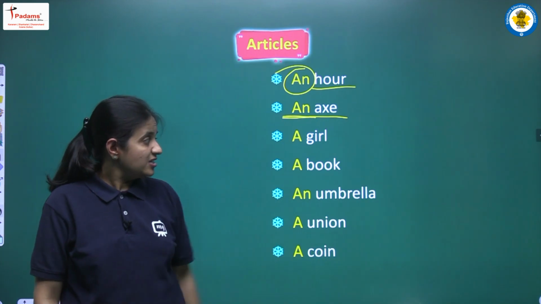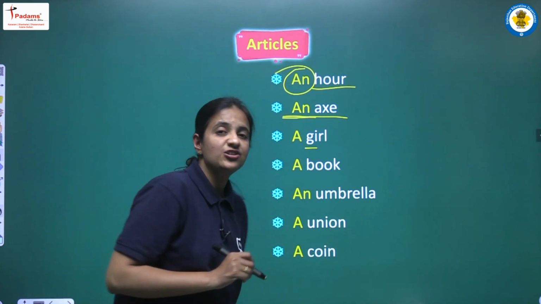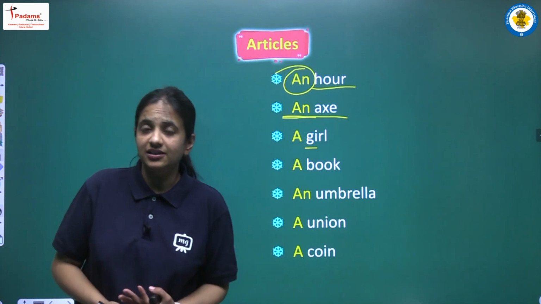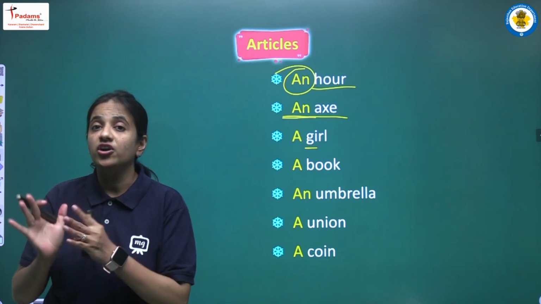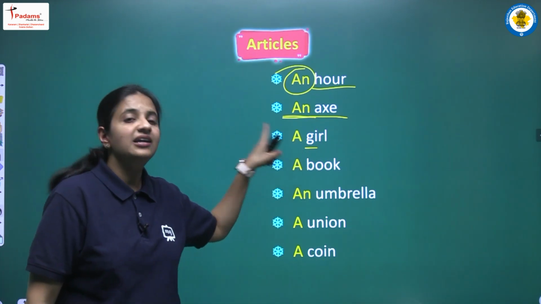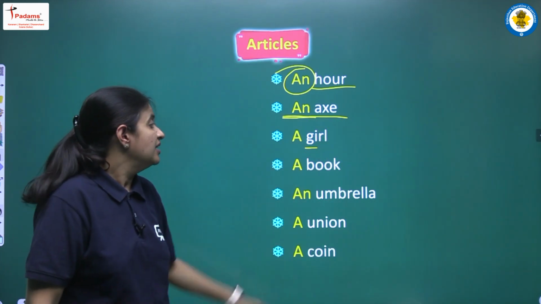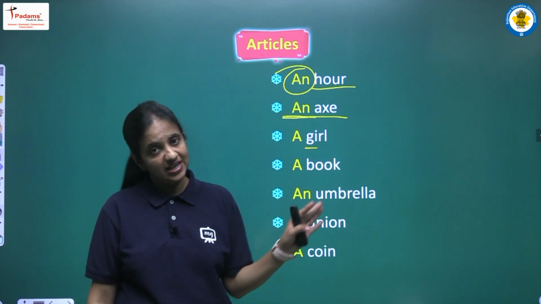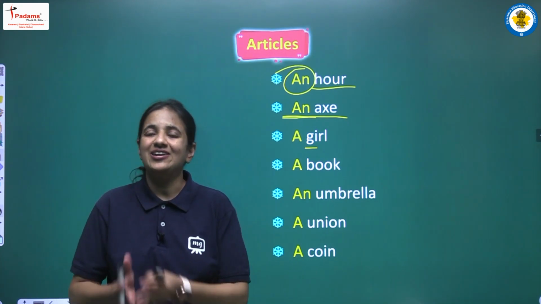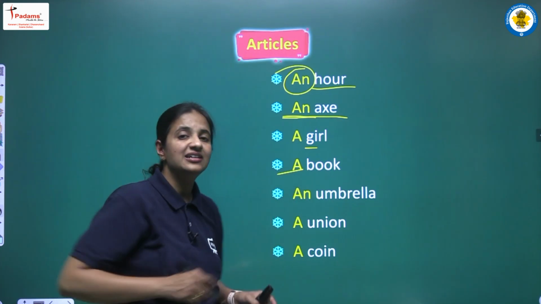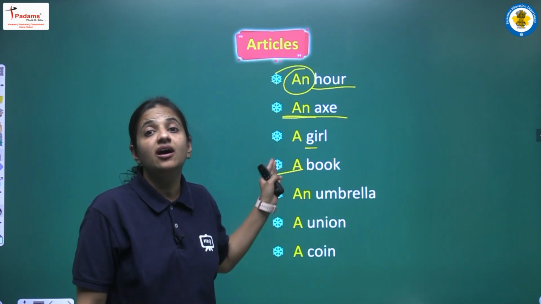Okay, next we are having girl. So yes, when we see the pronunciation, the starting sound is g. G is a consonant sound, and according to that we are having the article a. So it will be a girl. Okay, next we are having book. Starting sound is b, that is a consonant sound, and according to that we are using a before book, so it will be a book.